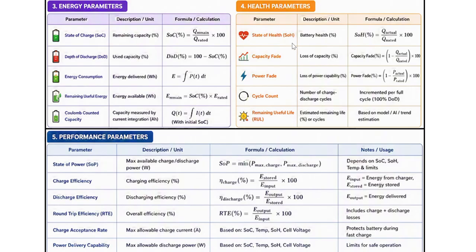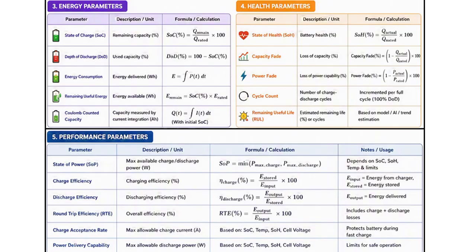Now next one is energy parameter. So SOC, which is the first parameter, state of charge, indicates the remaining battery capacity in percentage, similar to the battery indicator on a mobile phone. Then depth of discharge, DOD, represents the amount of battery capacity already used. It is simply equal to 100 minus the state of charge.